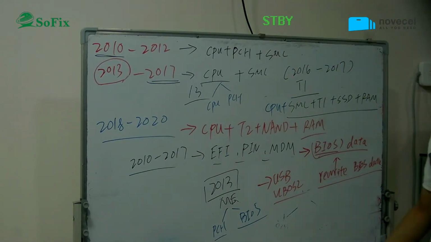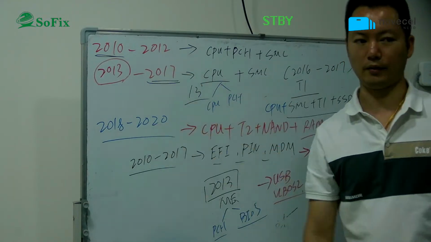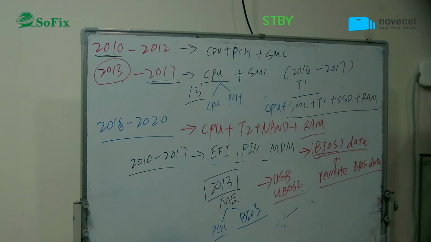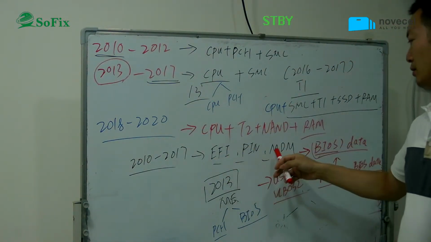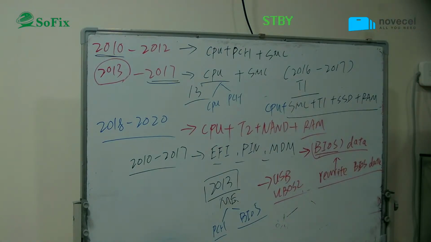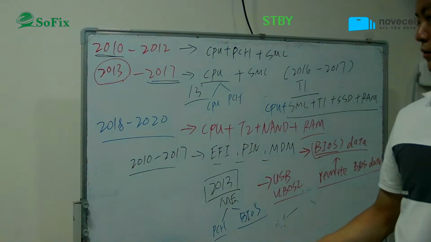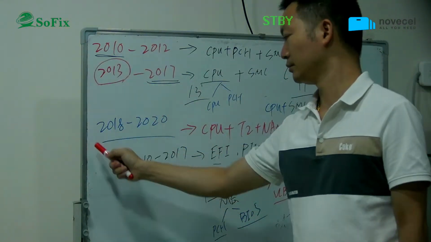So okay, 2010 to 2017 is very easy for the remote and MDM lock.